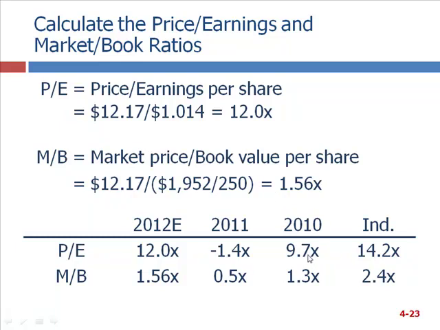DeLeon was below average, and actually they're still below average on both of these. I can't tell you conclusively whether it's good or bad that the PE ratio and the market to book ratio are above or below average. That's just up for debate, really.